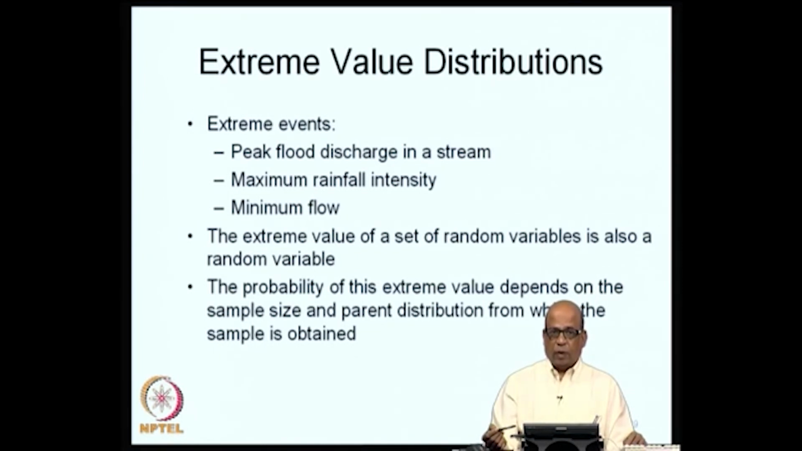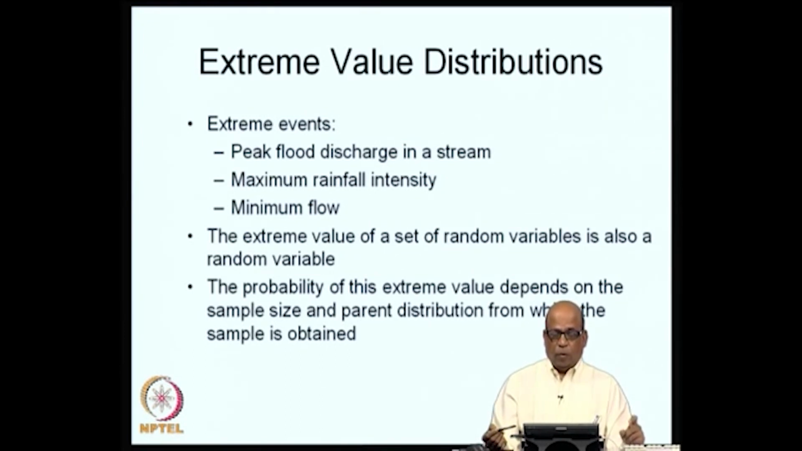The extreme value of a set of random variables is also a random variable. Let us say you are talking about the maximum flow that occurs in a stream over a period of 1 year. What would we have done? We would have collected the stream flows over the last 50 years occurring during that particular month, let us say the June period. For the June period we have 50 values. From these 50 values we would pick up the maximum value and say that this is the maximum that has occurred over the last 50 years in the month of June.